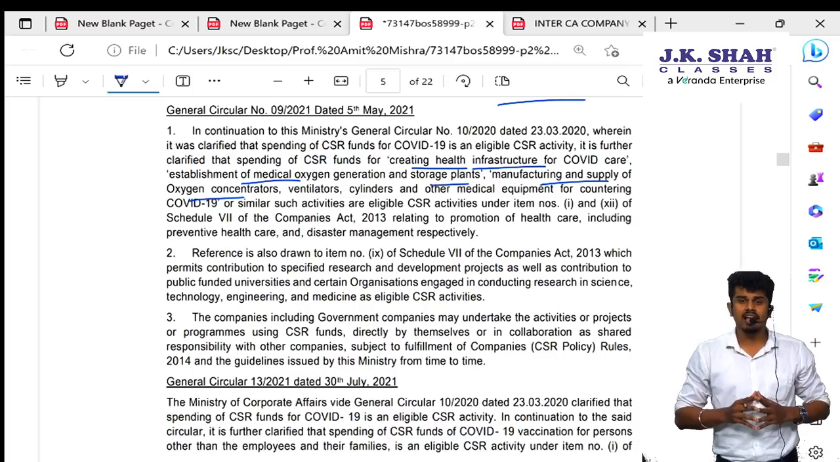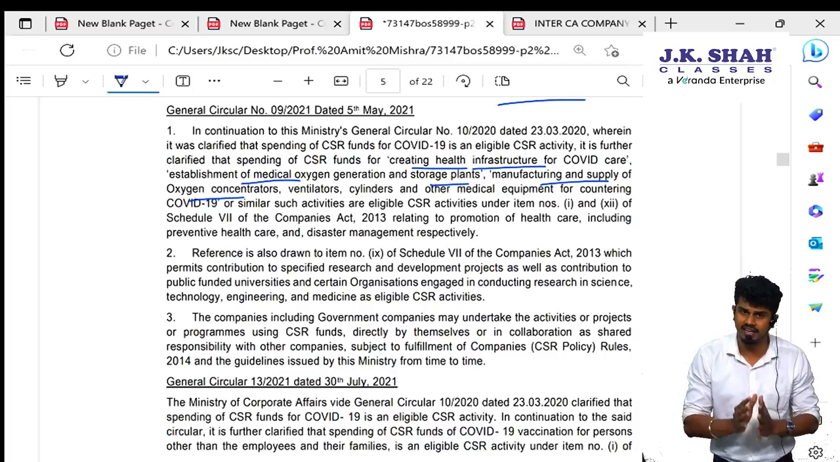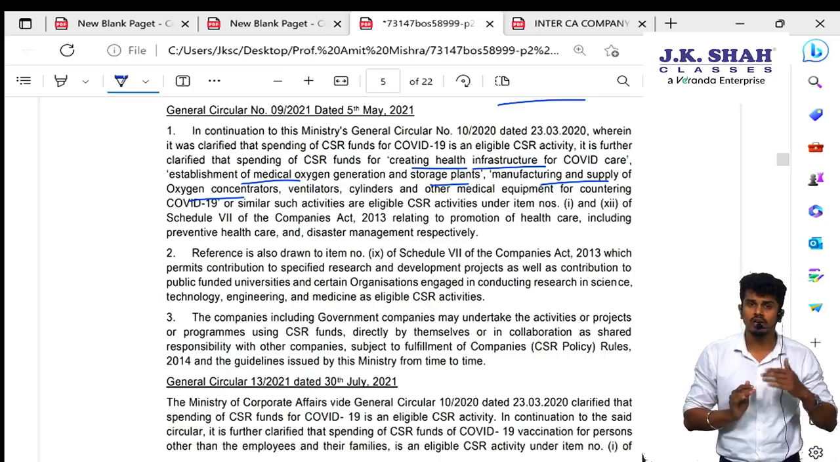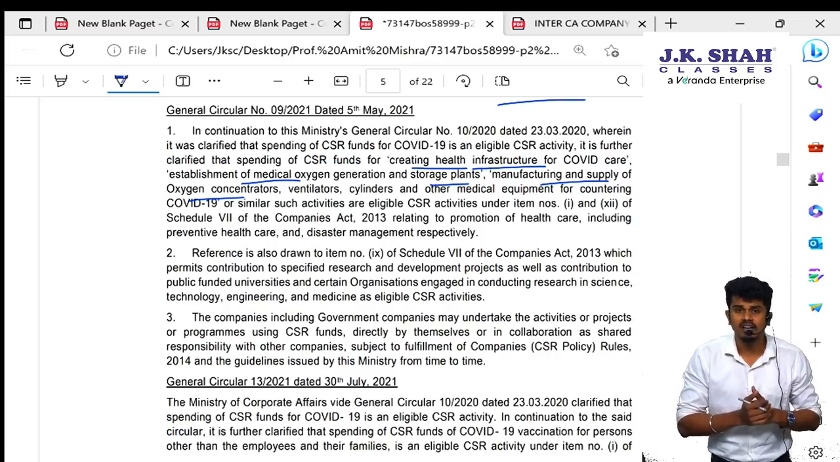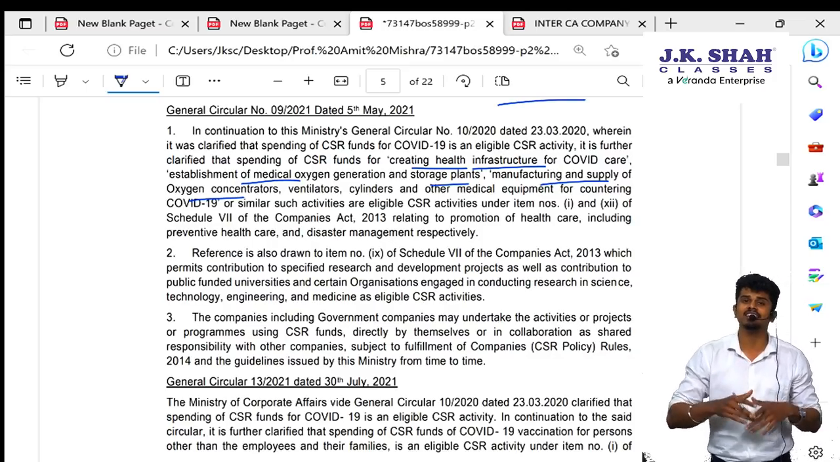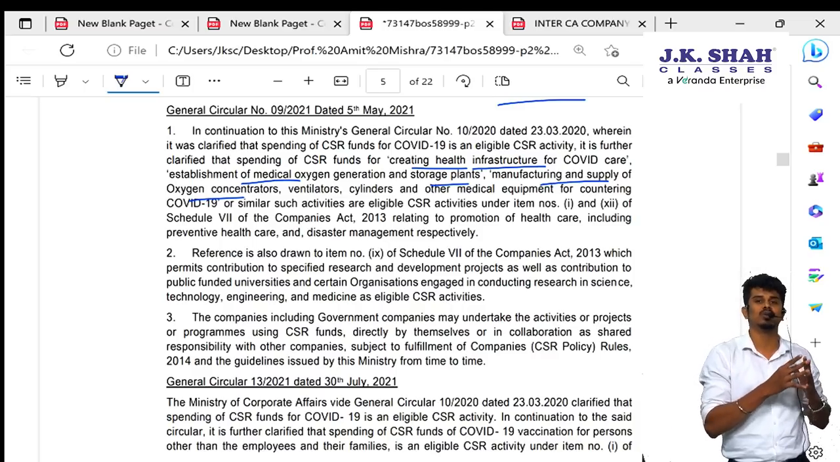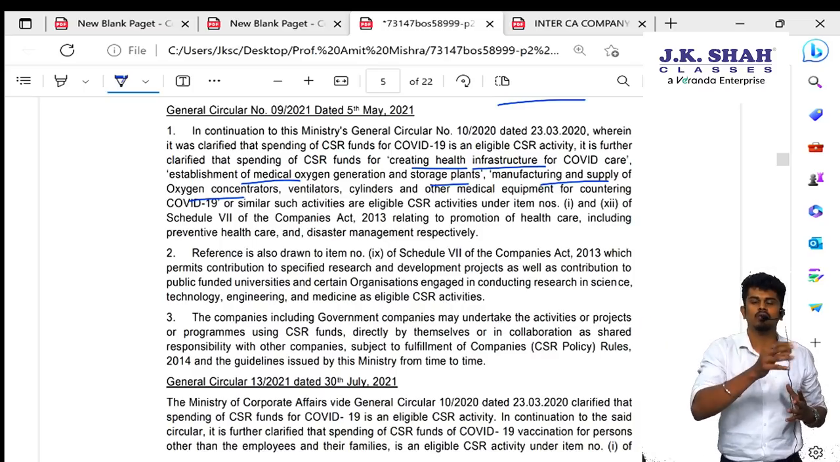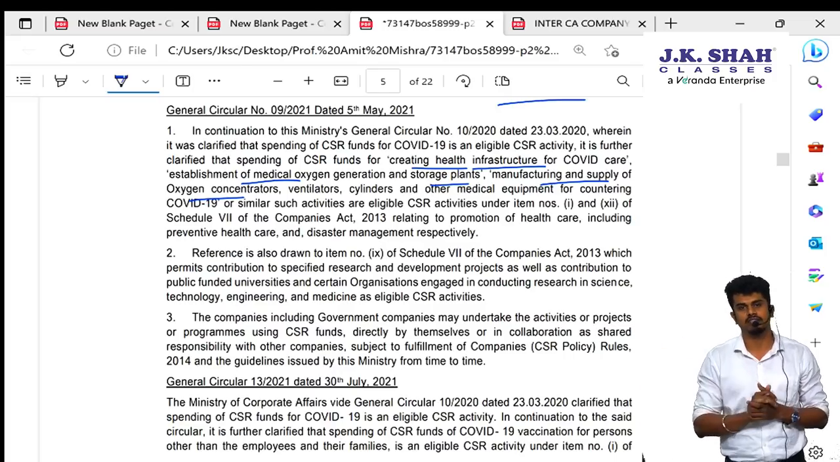The reason being that during COVID, there was shortage of oxygen in India, especially during the second wave. So in order to counter those difficult times, Government of India, that is MCA, encouraged company to spend on those particular areas so that they will also give the benefit of counting that expenditure towards CSR as well.